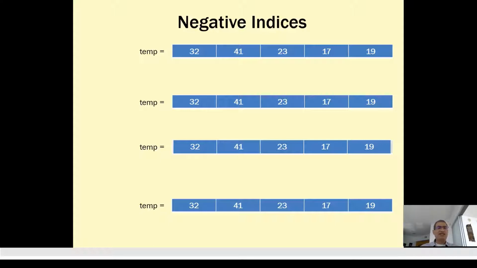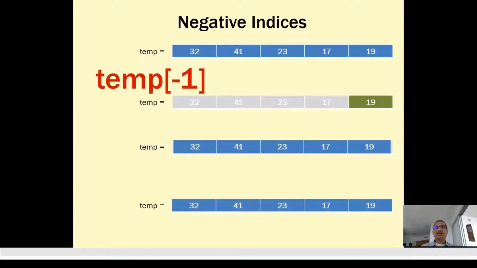23, 17, and 19. Now you can also say, let's say we don't know how long the list is, but we want the last element. We can simply say temp of square bracket -1. So just give me the last element. So convention for last element is -1, and it will give you just 19.